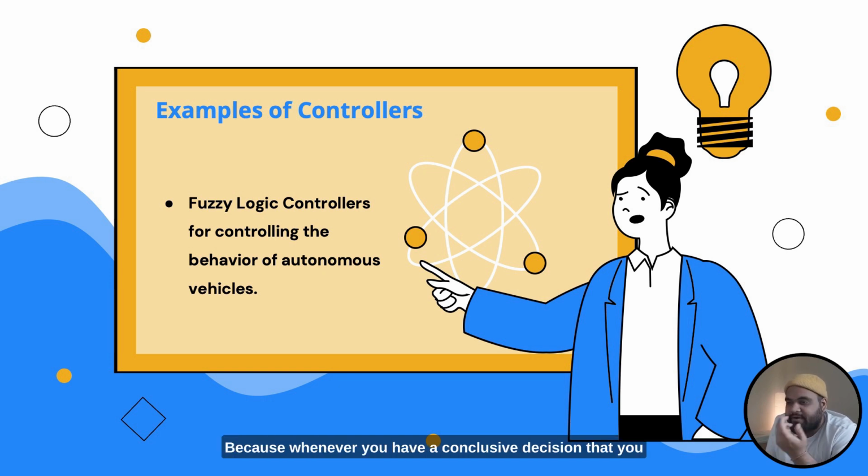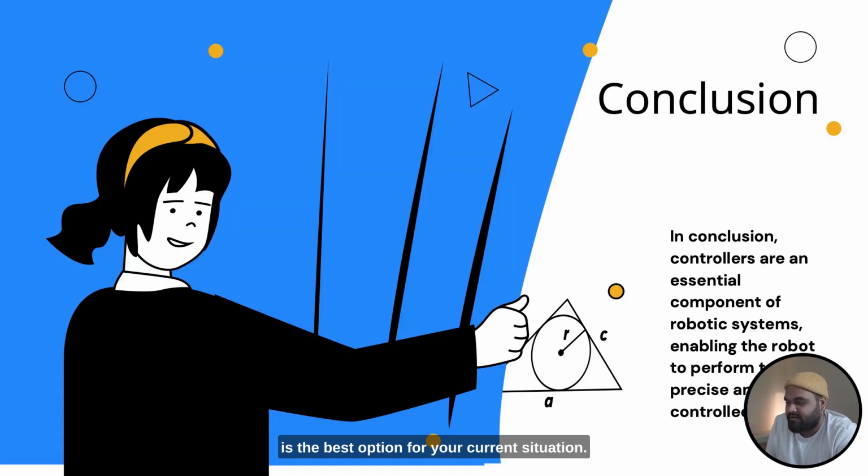Why? Because whenever you have a conclusive decision that you have to make, should I move left or should I move right or should I go straight? All of these options are very easily resolved if you have a fuzzy logic controller. Okay, so fuzzy logic, as we talked about earlier as well, is a more linguistic-based model which allows you to linguistically figure out and estimate which option is the best option for your current situation.